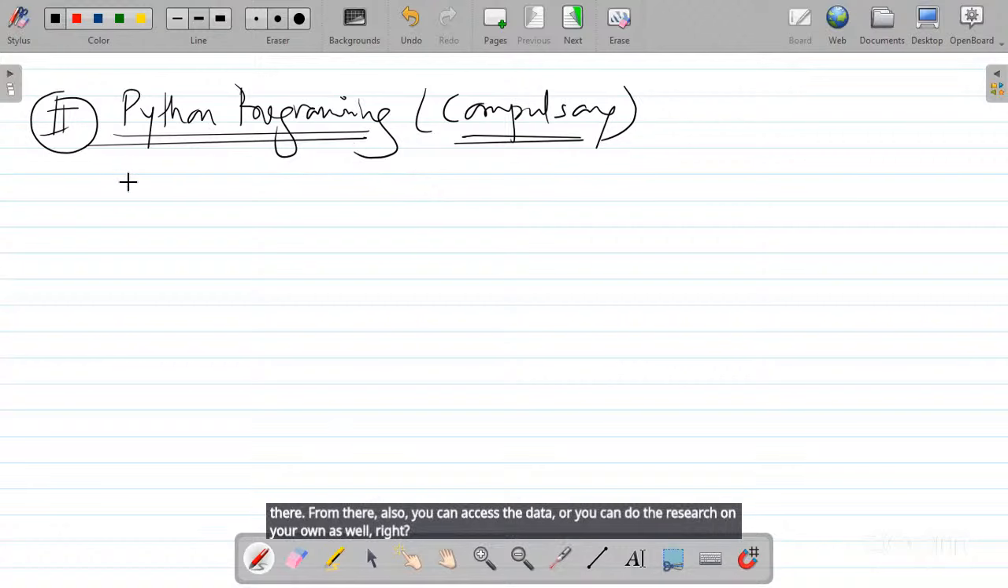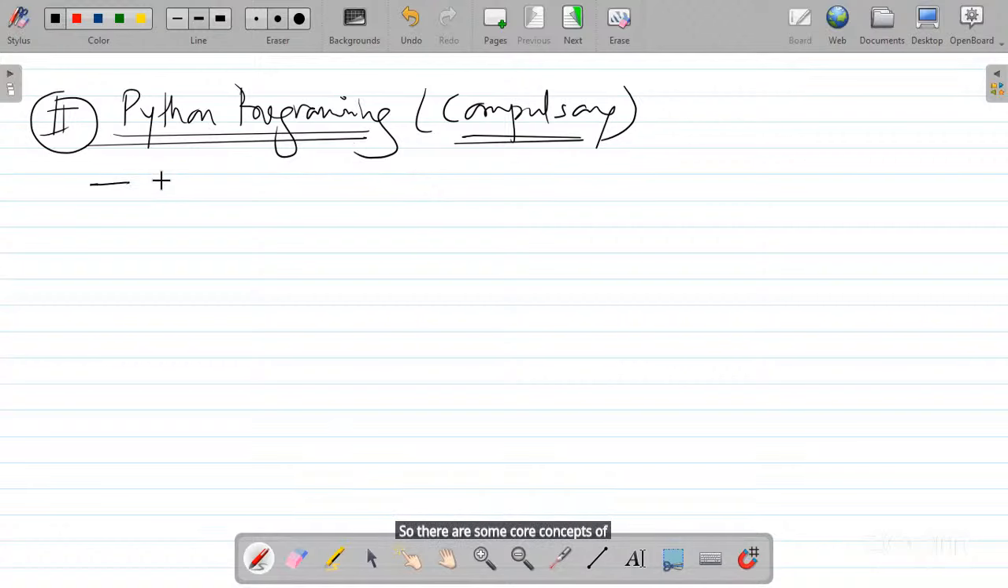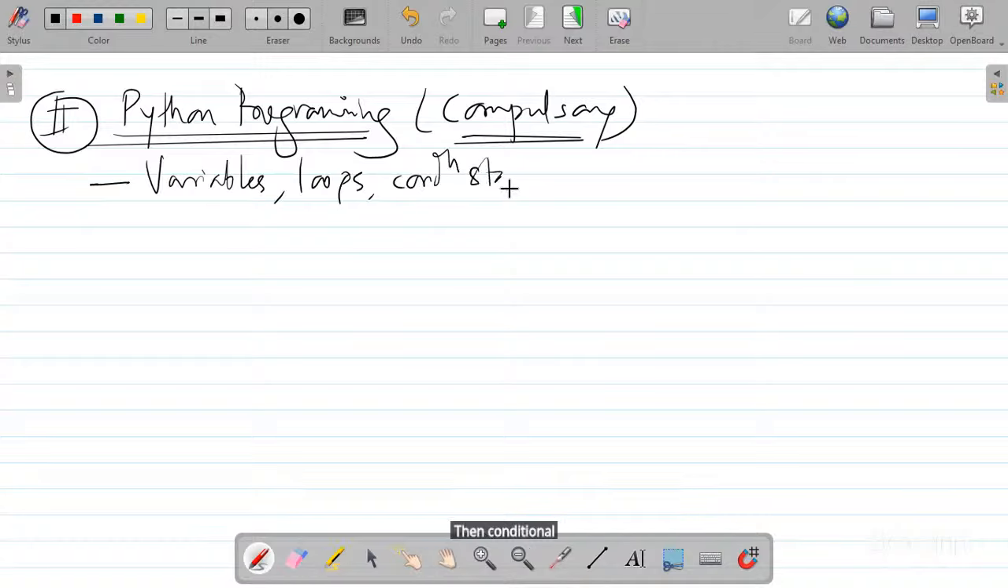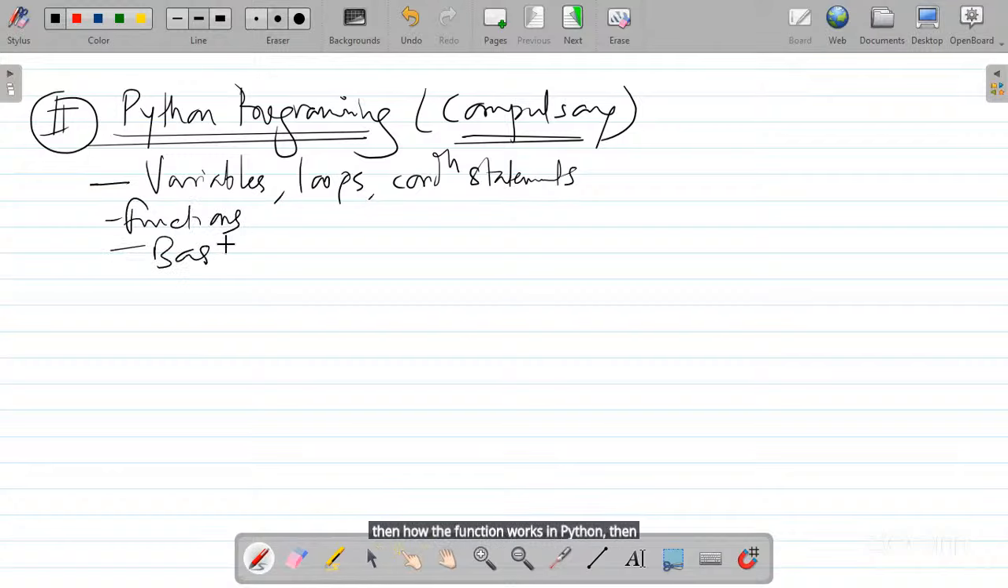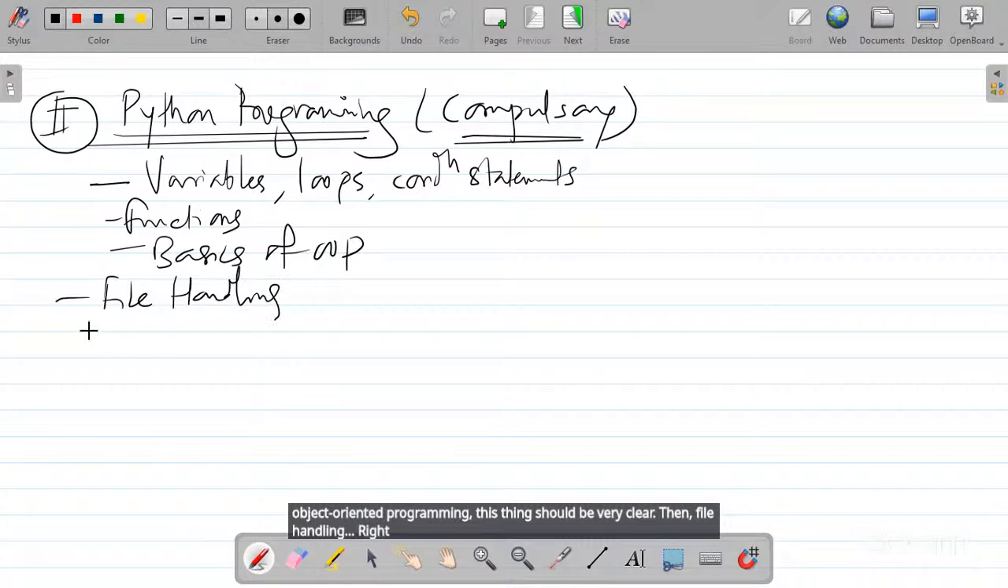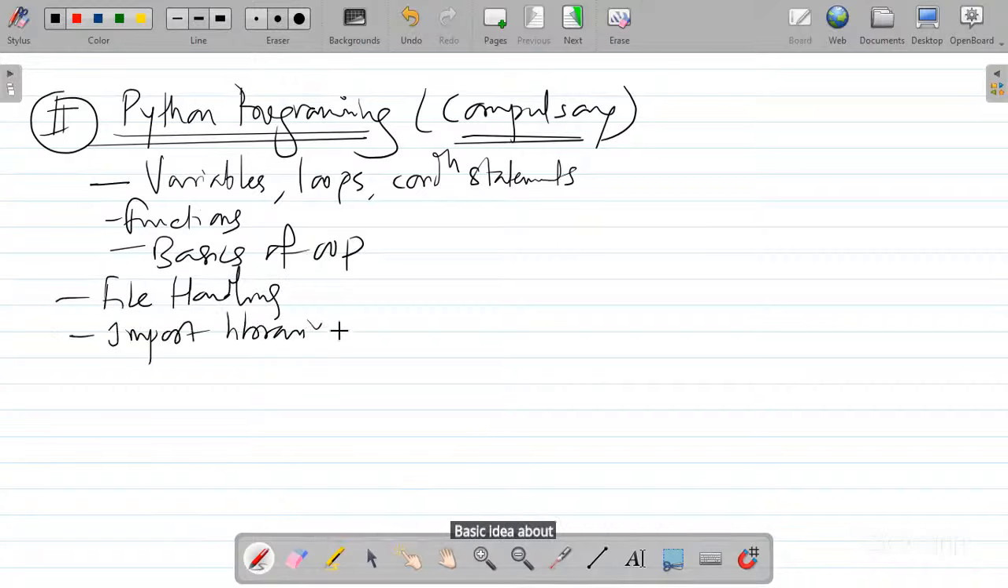So there are some core concepts of Python which are required. Very basic, I am writing: how variables work, then loops, then conditional statements. Everything should be very clear. Then how functions work in Python, then basics of object oriented programming. This thing should be very clear. Then file handling, right? Then how to import libraries, basic idea about the library functions.